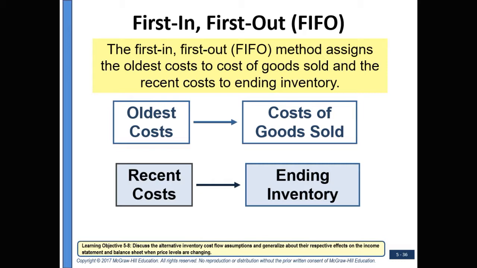So to illustrate the first in, first out method, we're illustrating it underneath the periodic system rather than the perpetual, because underneath the periodic system, we have to calculate what we expect our cost of goods sold to be. We have to calculate our ending inventory.